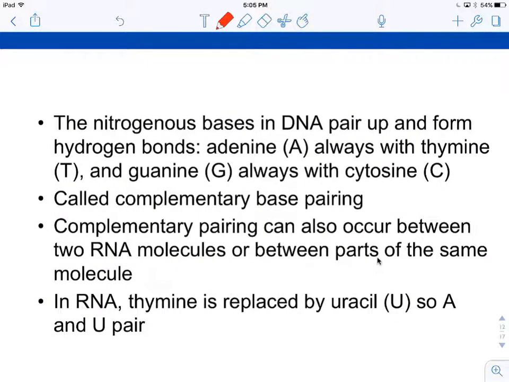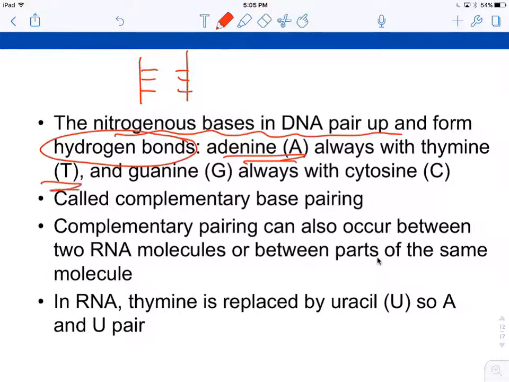When we're making our backbone, the nitrogenous bases in the DNA pair up and hold the two sides together. There's one side, there's the other side. The sides are held together by, guess what? Hydrogen bonds. On one side of the ladder, adenine will always pair with thymine. So if there's an A on this side, there's going to be a T on the other side. There's a T on this side, there's going to be an A on the other side. And guanine always pairs with cytosine. There's a C on this side, there'll be a G on the other side. There's a G on this side, there's a C on the other side. This is called complementary base pairing.